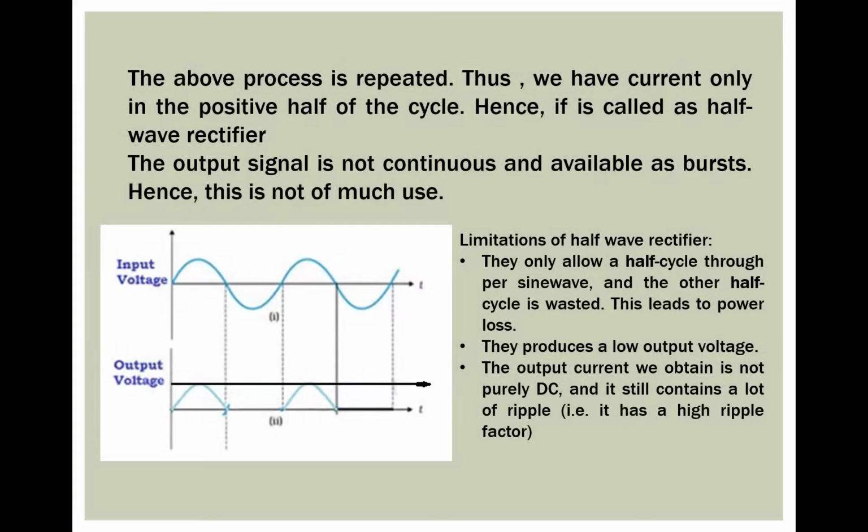Next, coming to the limitations of the half wave rectifier. Actually, it allows only half of the sine wave, and the other half of the sine wave is wasted. This leads to power loss. This is the major disadvantage of the half wave rectifier, and it produces a very low output voltage. This is the second drawback of the half wave rectifier.